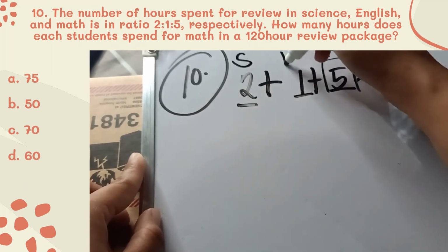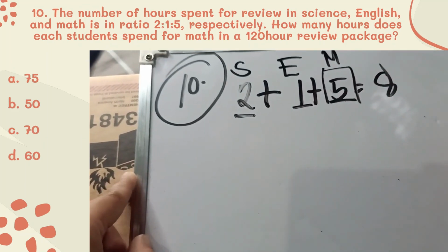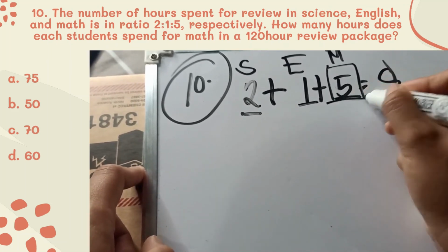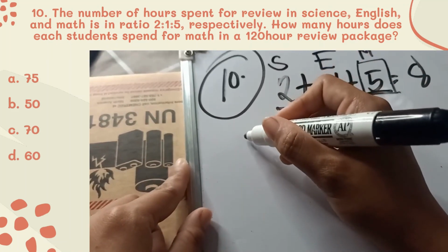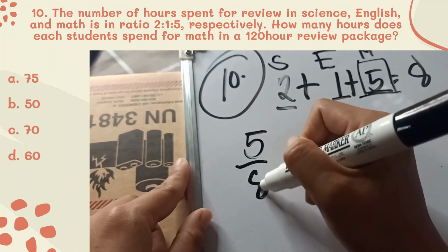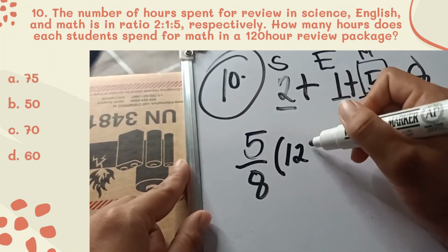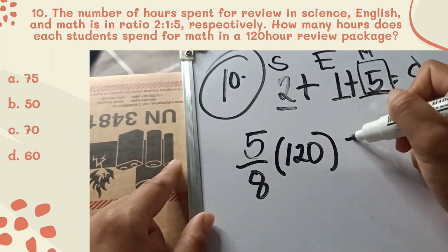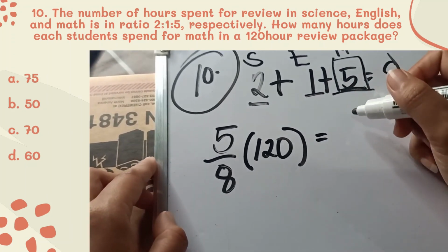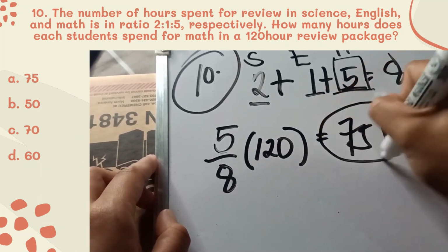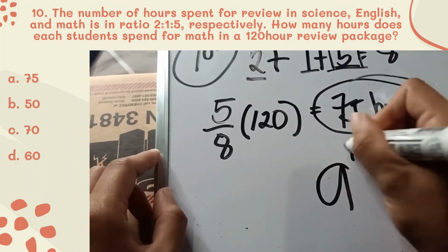Okay, so this is science, English, and math. Ngayon, ang hinahanapan natin dito ay yung math. Ito yung science, ito yung English. Ngayon, since gagamitin natin itong 5, we have to divide 5 divided by 8 multiplied by, ilan yung given hours? 120. So, ang sagot dito ay 75 hours. So, therefore, ang sagot ay letter A.